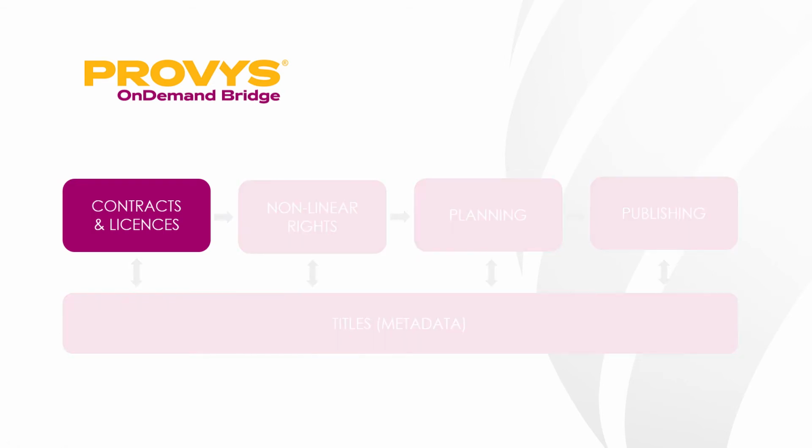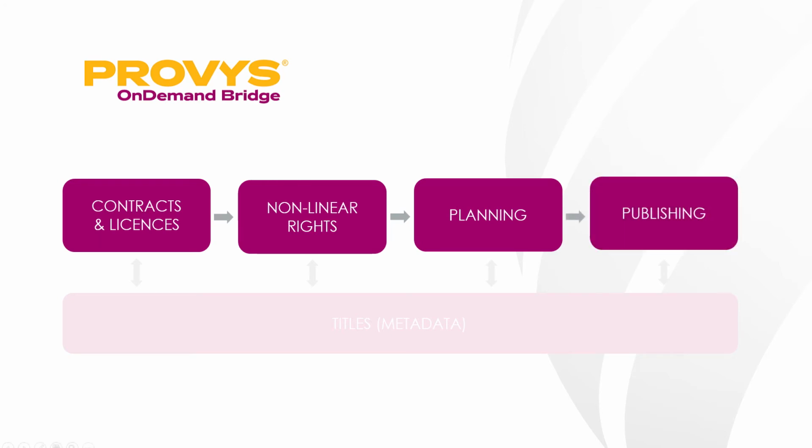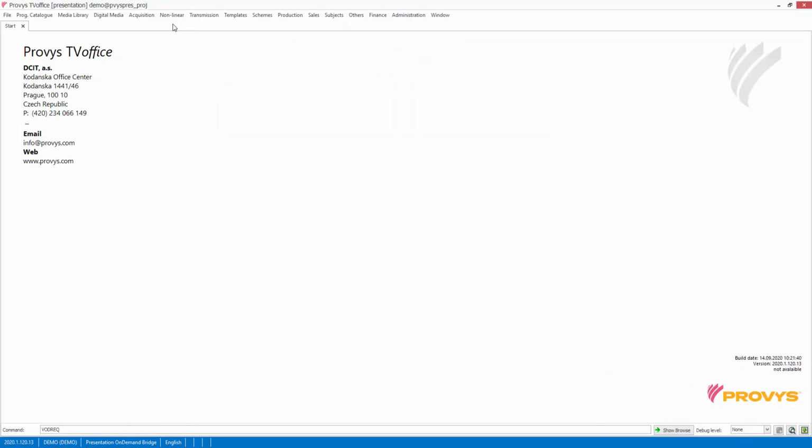By using our fine-tuned library of contracts and licenses, you can describe the nonlinear rights with various conditions as negotiated with content distributors. Once all the acquired rights are registered, PROVYS provides multiple ways of automatic and manual planning. The last step of the core process is the content publishing and the integration with a delivery platform. All these steps are supported by a centralized, metadata-rich library of titles. Now, let's start with the contract and license library.